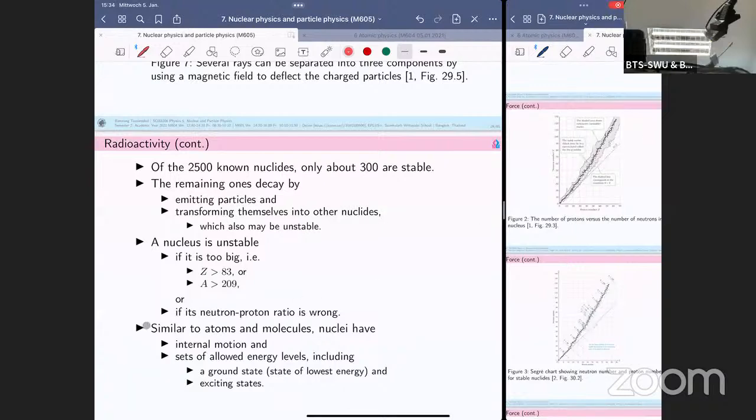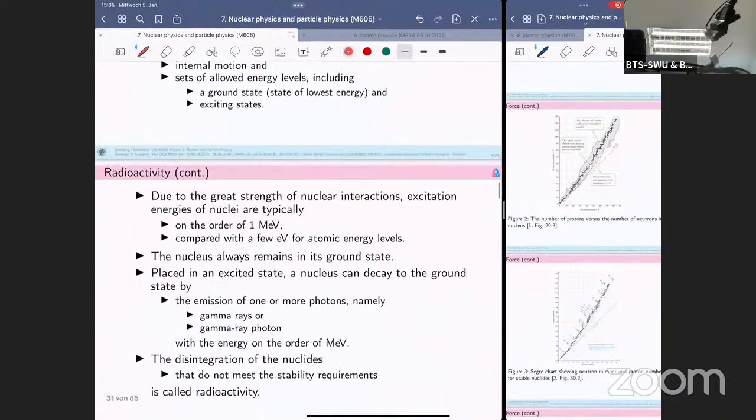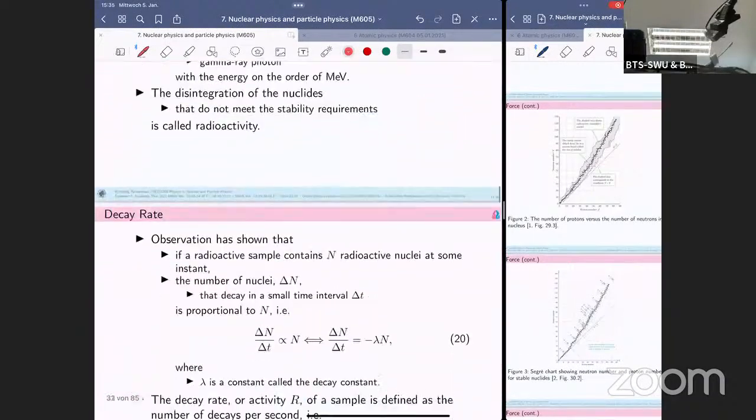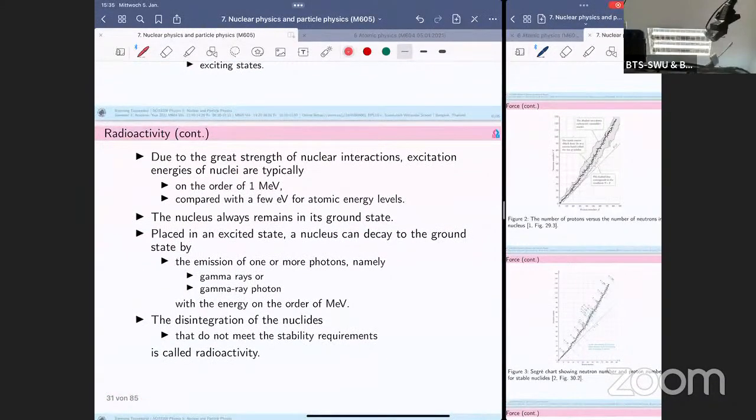Similar to atoms and molecules, nuclei have internal motion. Even though they are packed together, they have internal motion, set up in energy levels, including the ground state and excited states. Now I think time has gone by, and we have to stop the lecture. We will continue our lecture next on Friday.